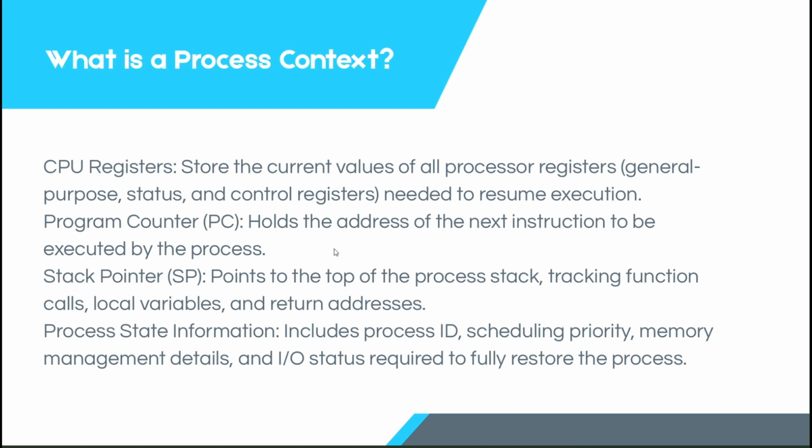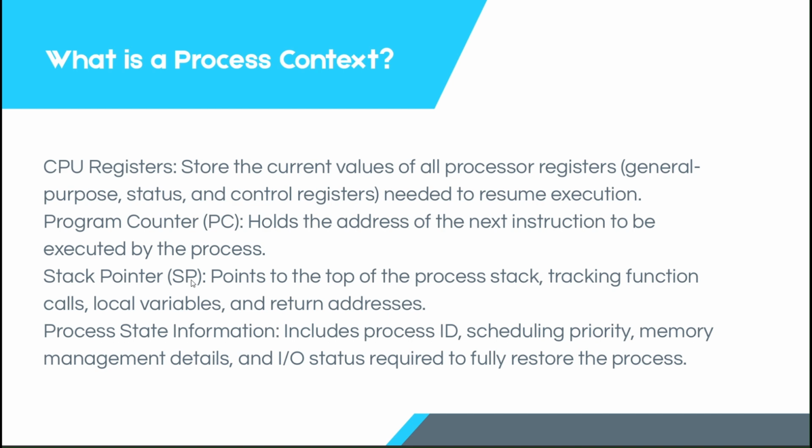Now let's understand what information is included in the process context. The first component is the program counter, also called the instruction counter. The program counter stores the address of the next instruction that the CPU has to execute. Suppose the program has completed 150 instructions and the next instruction is number 151. The program counter remembers this information, so when the program resumes, execution starts directly from instruction number 151 instead of starting from the beginning.